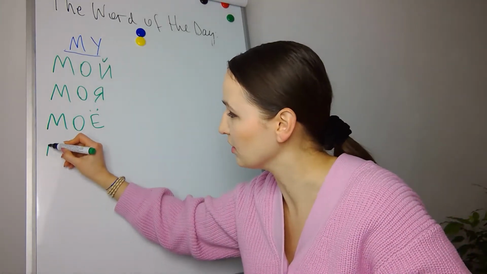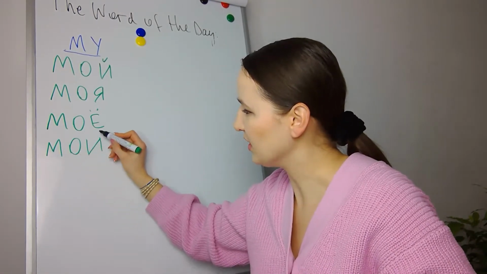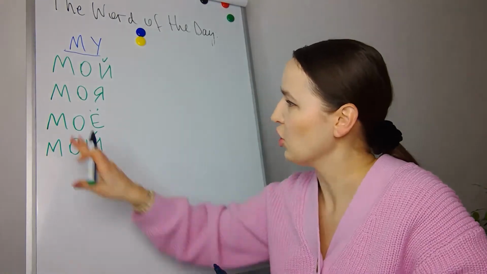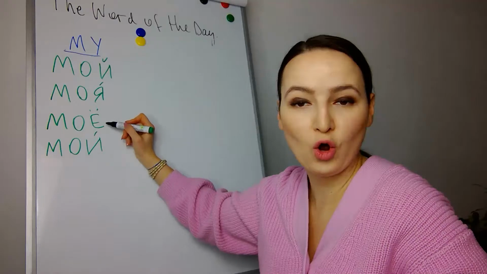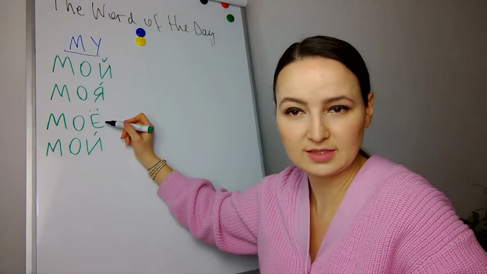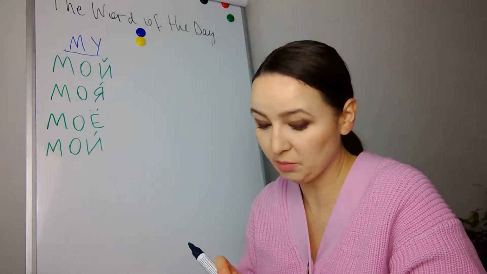My in plural: мои. Here the И is stressed. Мой, моя, моё, the Ё is always stressed in a word, and мои is plural.